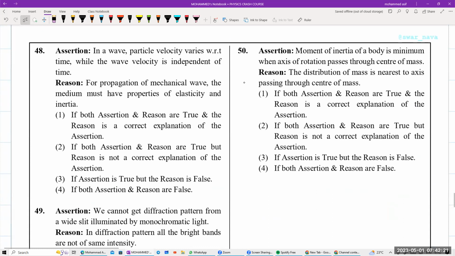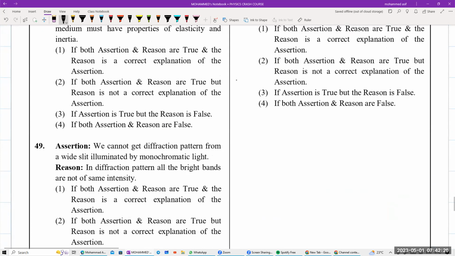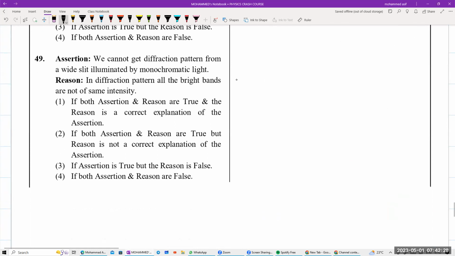Question number 48, a wave का है. Then question number 49 देख लीजिए बेटा एक बार. We get diffraction pattern from the wide slit illuminated by monochromatic light. Diffraction वो छोटे से hole में से आता है बेटा. We cannot get a diffraction pattern from the wide slit. True, because we can get the diffraction only from the pinhole.